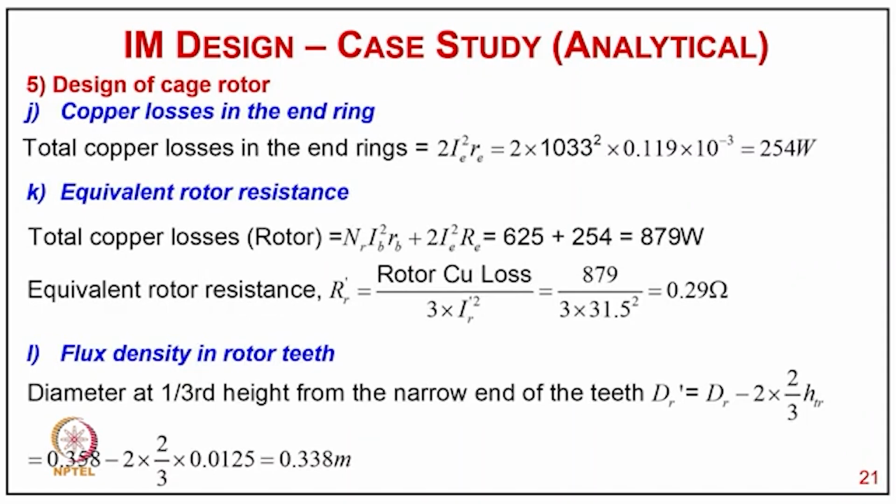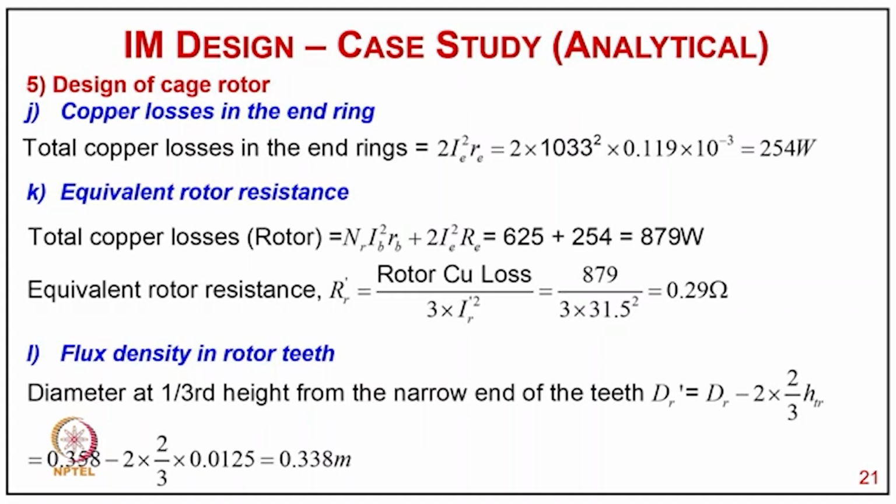Now the total copper loss in the end rings will be 2 I square RE, because there are 2 end rings on both sides. Putting the value, it comes to 254 watt. The equivalent rotor copper loss we can find out as number of rotor bars NR IB square RB plus 2 I square RE. Putting values, it comes to 879 watt. The equivalent resistance of the rotor is the rotor copper loss divided by 3 into IR square. So it comes typically to 0.29 ohm.